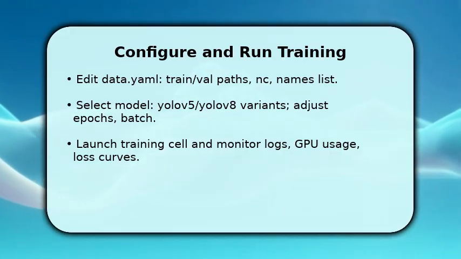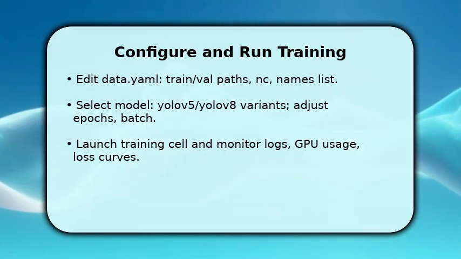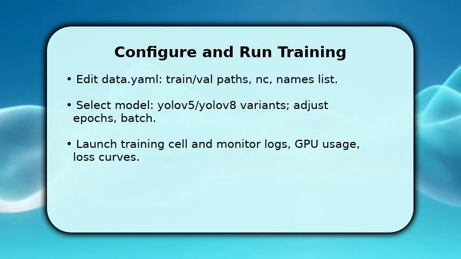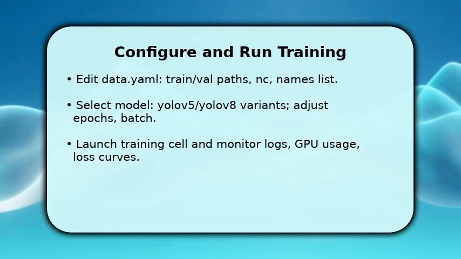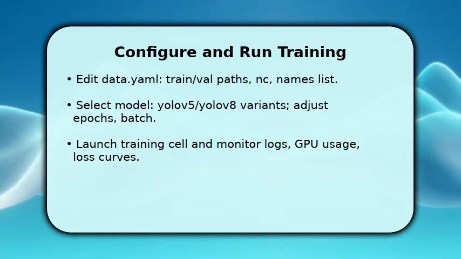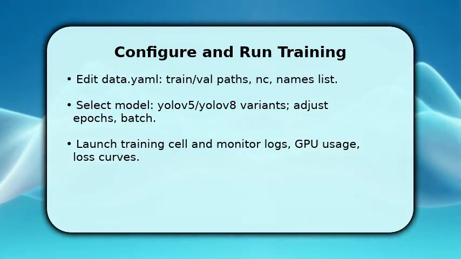Then run the training cell and watch the output. Loss curves and mAP updates tell you progress. If training stalls, reduce image size or batch. If it's noisy, increase epochs. Keep an eye on GPU utilization to ensure efficiency.